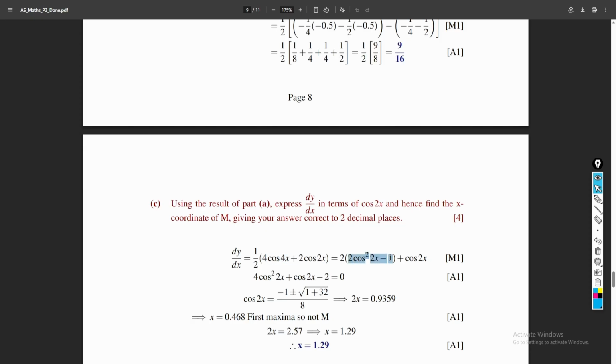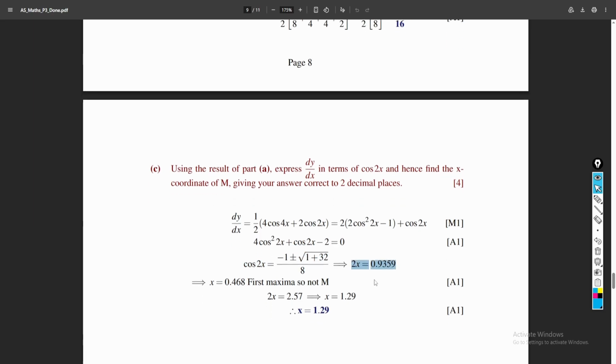So this is one of the cos 2x formulas. So we just simply do that, and then we can rearrange, and you will notice that this has become a quadratic if we assume that cos 2x is, let's say, z. So then we solve the quadratic and get the value of 2x, and then we just simply divide to get x.